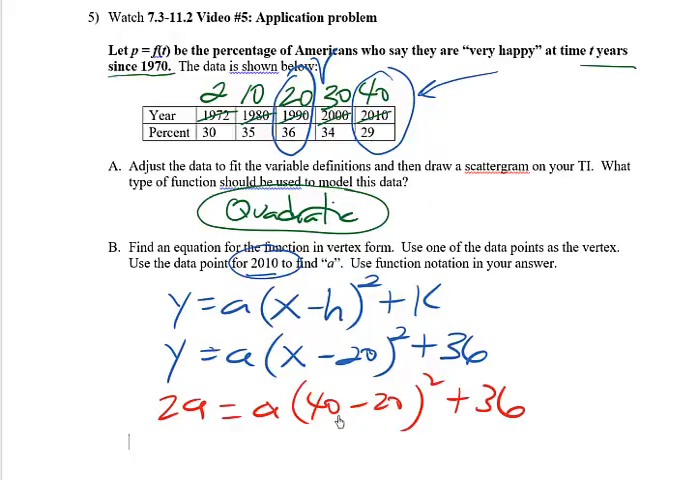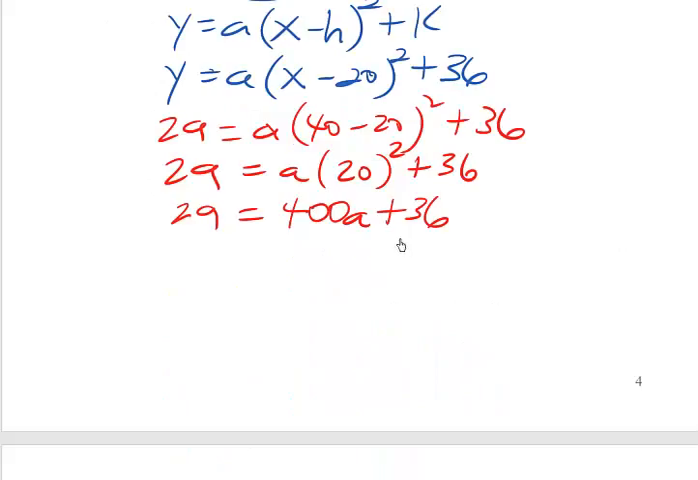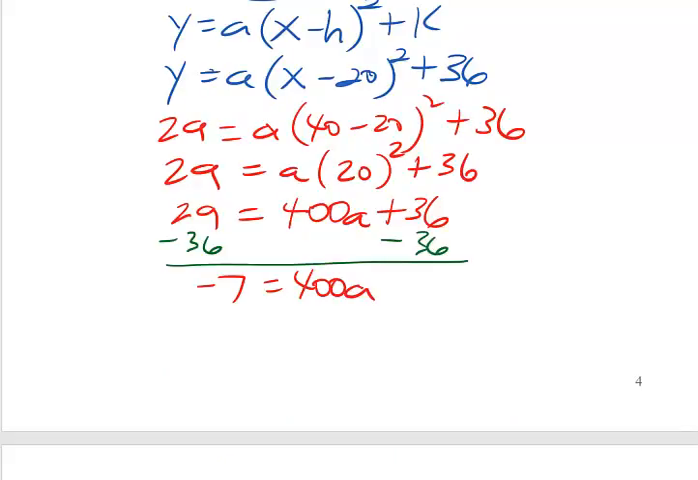Don't overthink this part here. 40 minus 20 is just 20. And then 20 times 20 is 400. And then subtract 36 from both sides. And finally divide both sides by 400.